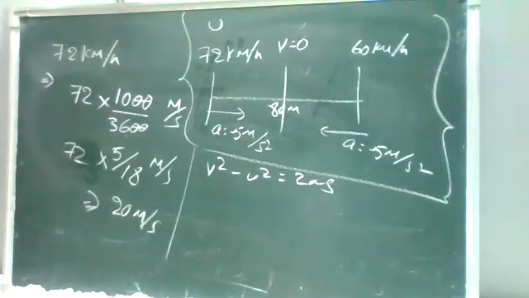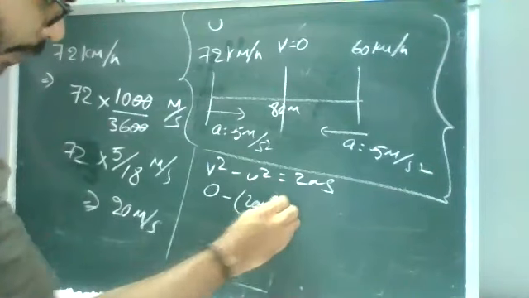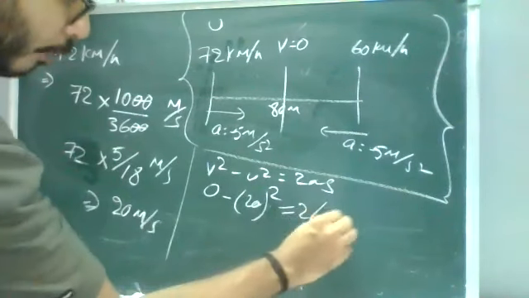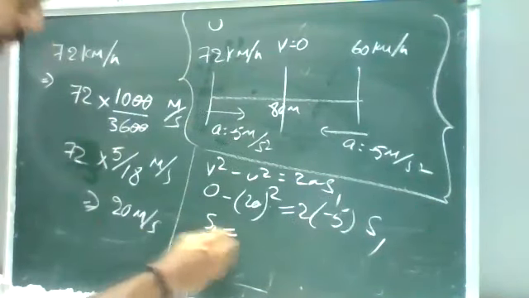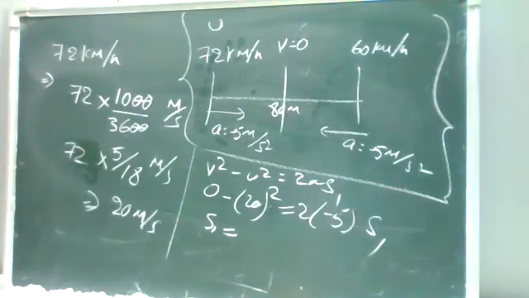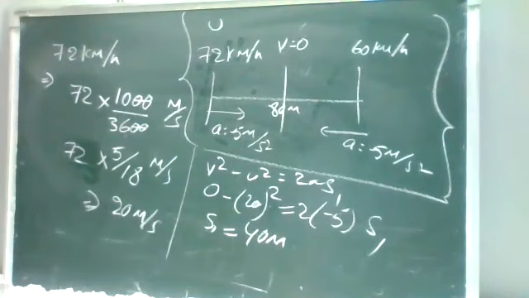I know the acceleration, which is minus 5. V is equal to 0 and U is 20 meter per second, so 0 minus 20 whole square is equal to 2 into minus 5 into S1. I'll call it S1 because it is the first case. From this relation, try to find displacement S1. Yes, ma'am, 40 meters. So S1 is 40 meters. Good.